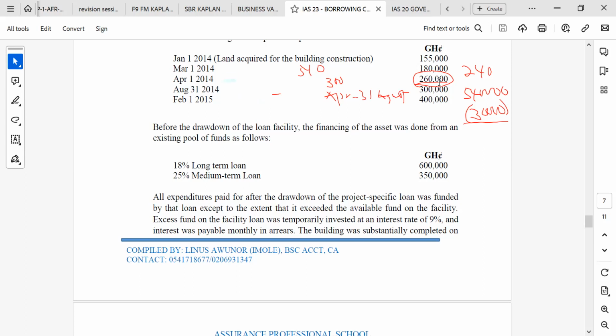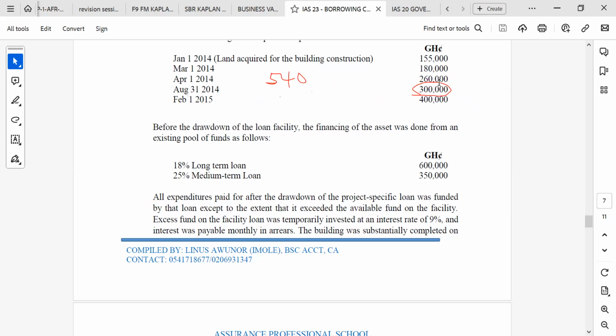Come again. Okay, I will take it again. On 1st April, we have made a transfer of what? 260 from our general borrowing, isn't it? So we are left with what? 540, isn't it? Yes. From April to August, we have made another transfer of 300,000. Are you okay?